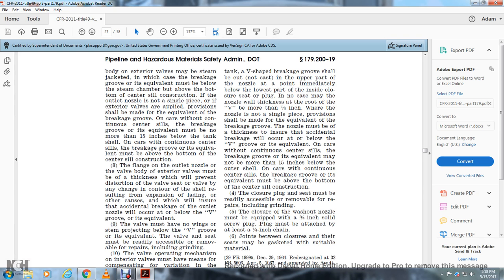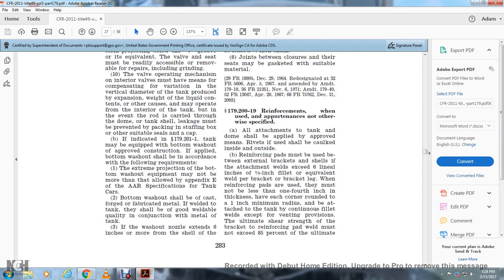Closure plug and seat must be readily accessible and removable for repairs, including grinding. The closure of the washout nozzles must be equipped with 3/4 inch solid screw plugs, and the plugs must be attached by at least 1/4 inch chain. Joints between the closure and their seats may be gasketed with suitable material.